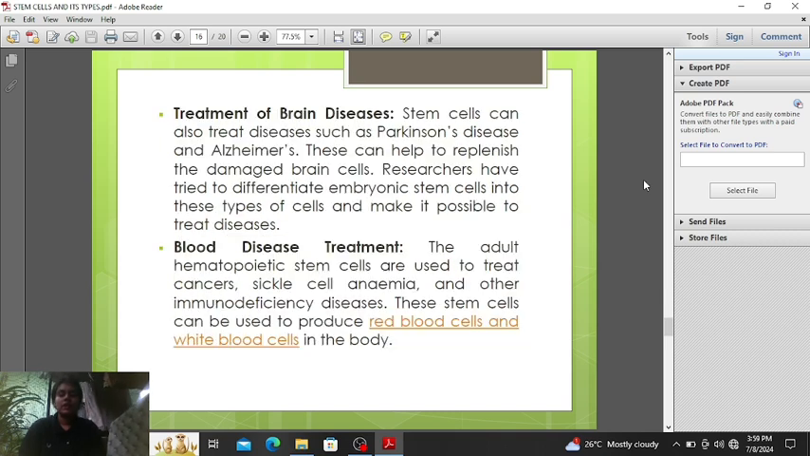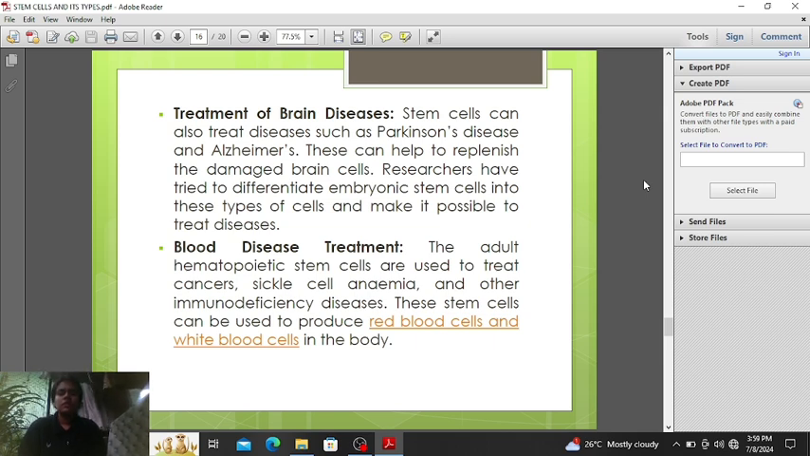Treatment of brain diseases. Stem cells are used to treat diseases such as Parkinson's disease and Alzheimer's disease, and they can help to renew or regenerate the damaged brain cells. Researchers have also tried to differentiate embryonic stem cells into different types of cells, so that the disease can be treated as soon as possible.